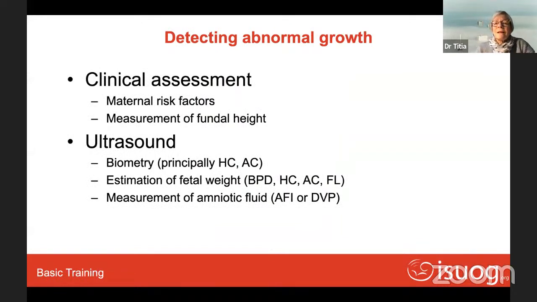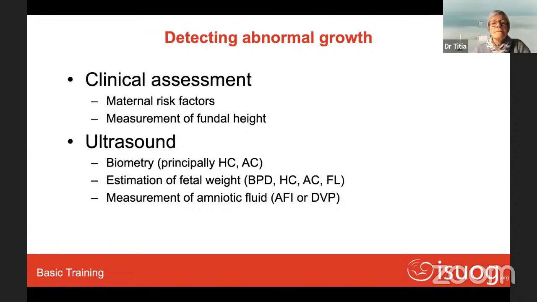Now, how do we detect abnormal growth? You can do a clinical assessment, for instance, by looking at the measurements of the fundal height. But then if you were encountering fetal growth restriction, you would only encounter approximately 50% of the cases, and certainly not all of them. You may be aware of the maternal risk factors. It's important. Is she a smoking mother? Does she have underlying disease such as hypertension or diabetes, which will influence the growth of the baby? It's important to take into your assessment.